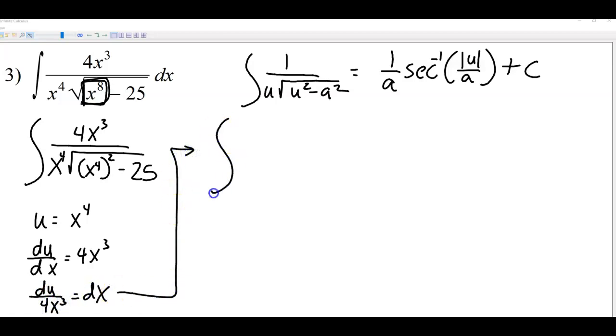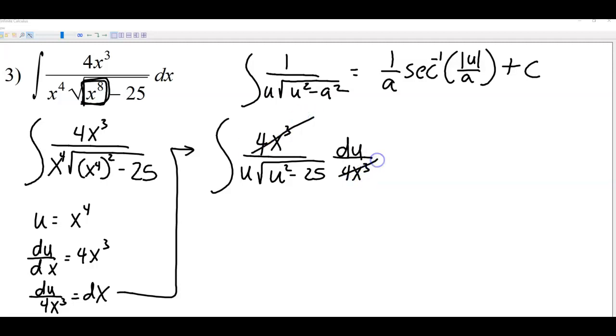Doing our u substitution then, we have 4x cubed over u times the square root of u squared minus 25, and then du over 4x cubed. And now these cancel out, and this looks a lot more like an arctangent, or I'm sorry, an arcsecant. Okay, so we're ready to do it.